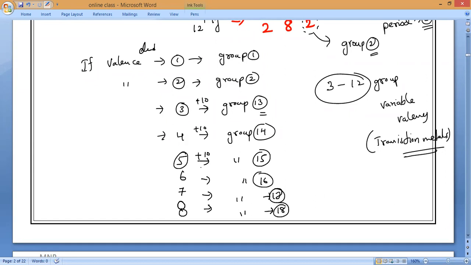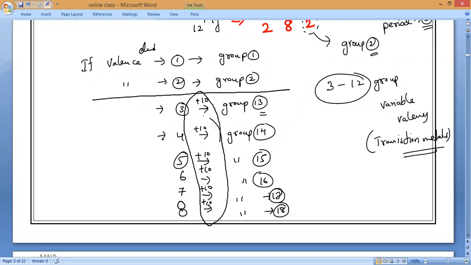Is it okay, everybody? Any doubt, ask me. So, if an element has more than 2 electrons in its valence shell, then its group number can be found out by adding 10 to its valence electrons. That is what you have to remember. That is the importance of this point.